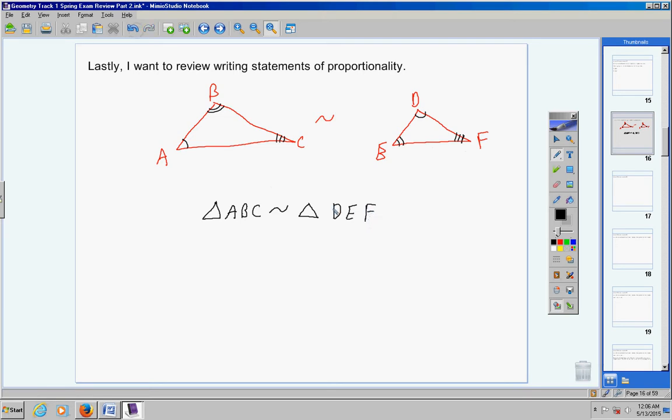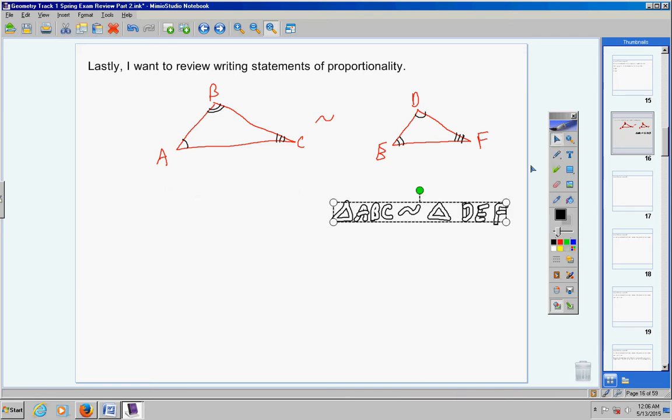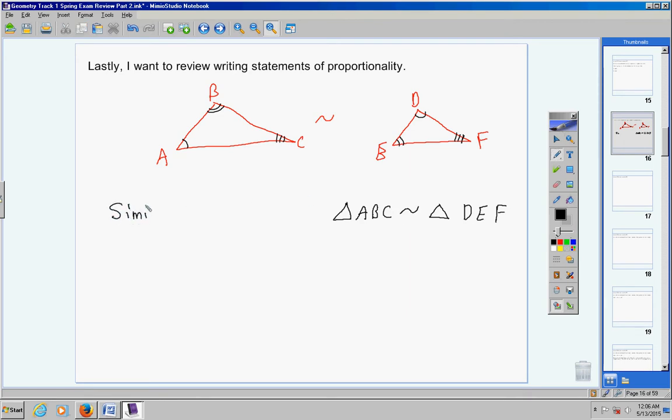Now we're not finished. If you think this is a statement of proportionality, you are totally 100% incorrect, okay? This is called a similarity statement. So why don't you make note of that in your notes, please? So if on the test I ask you to write a similarity statement, this is what you would do. Just make sure you line up corresponding or congruent angles with congruent angles. Got it? This is called a similarity statement.